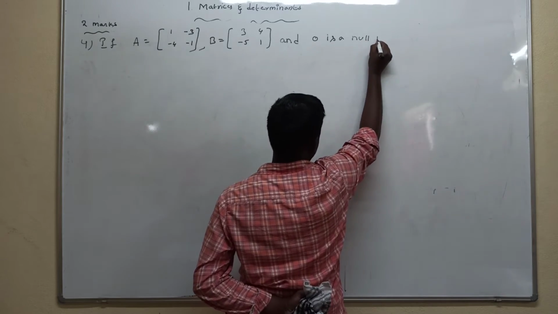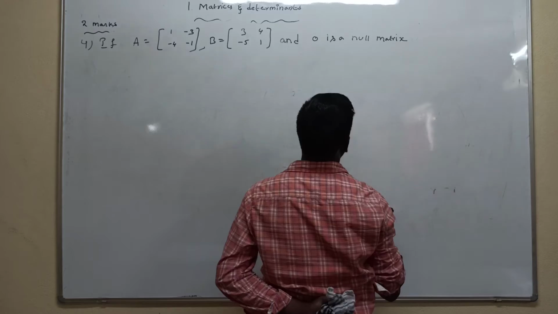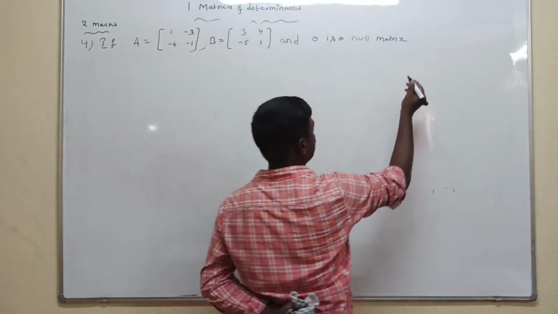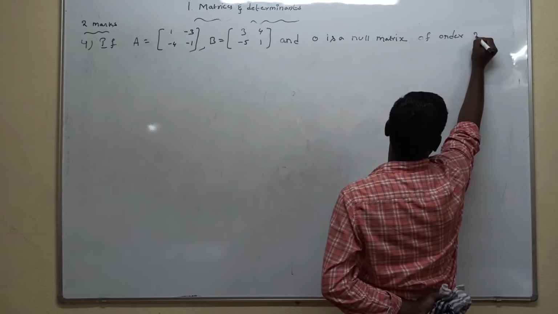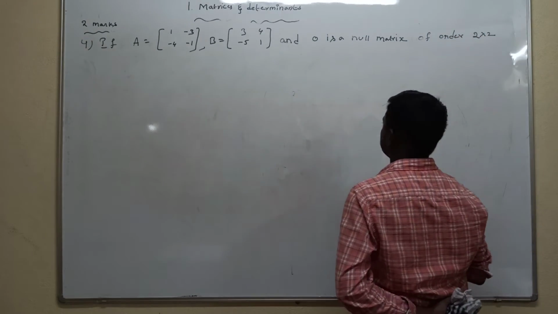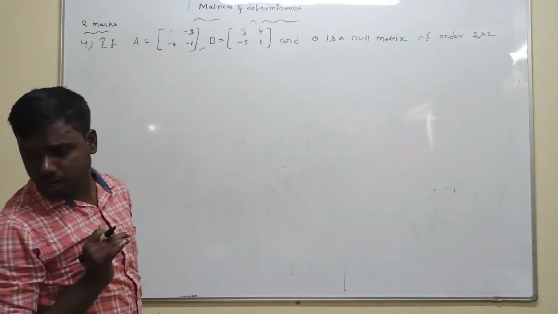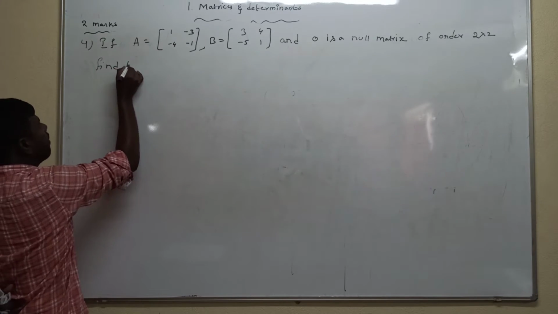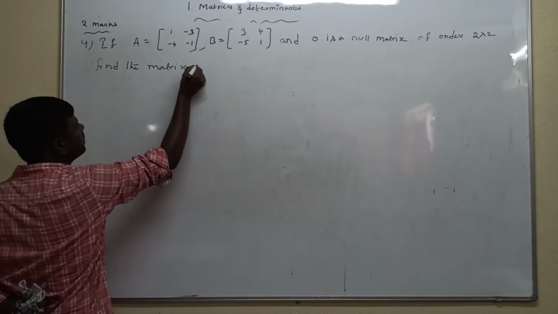A null matrix is nothing but a matrix in which every element is 0. It is called a null matrix. So O is a null matrix of order 2 by 2, meaning 2 rows and 2 columns, and find the matrix C.